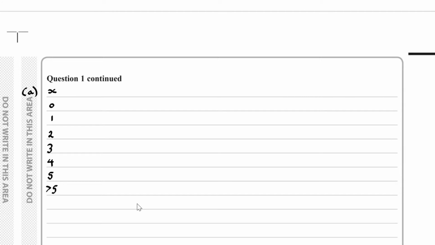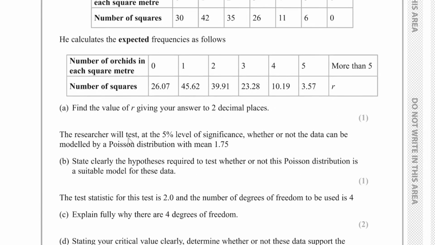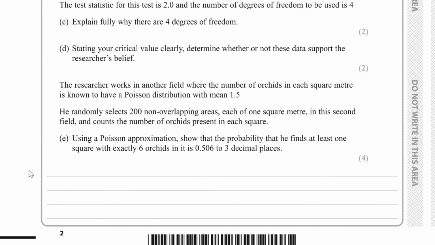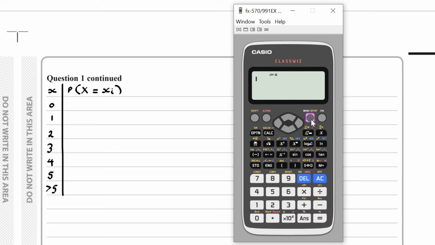Let's just write that down. We have here the probability that x equals xi. And of course it would follow that x follows a Poisson distribution with mean 1.75. So we can calculate the various probabilities using our calculator. Go to the menu, then the distribution section, and we have a Poisson PD list. So enter in the numbers 0, 1, 2, 3, 4, 5. Our mean is 1.75.